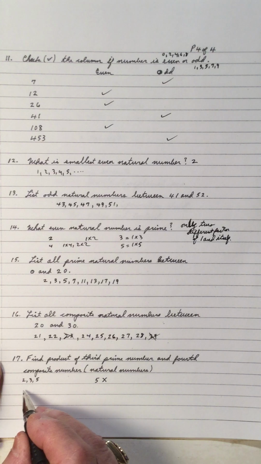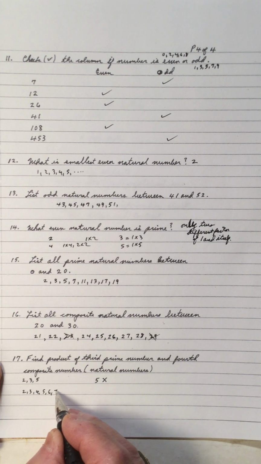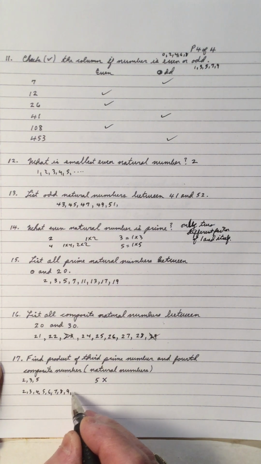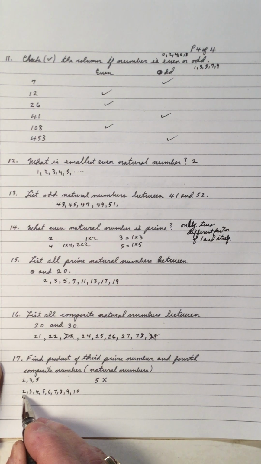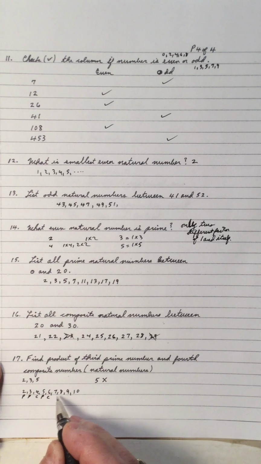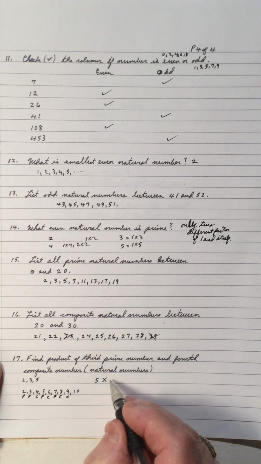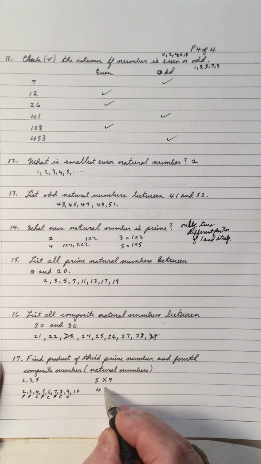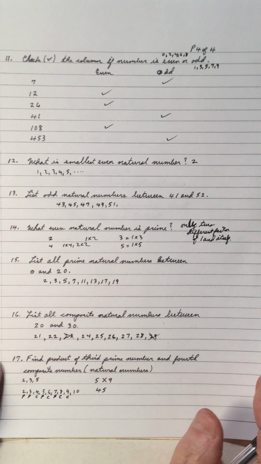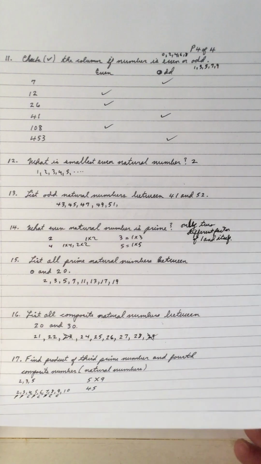So we start here and go 2, 3, 4, 5, 6, 7, 8, 9. Prime, prime, composite, prime, composite, 7 is prime, 8 is composite, 9 is composite. So we want the fourth composite number, so we have a 9. So 5 9s are 45. So that's a review of divisibility rules, even and odd numbers, and prime and composite.